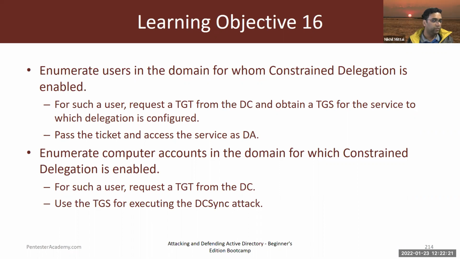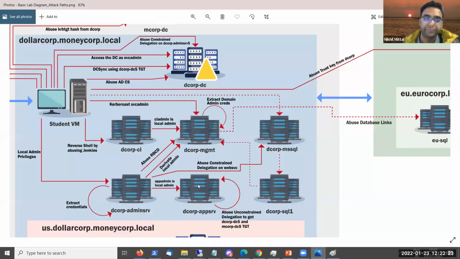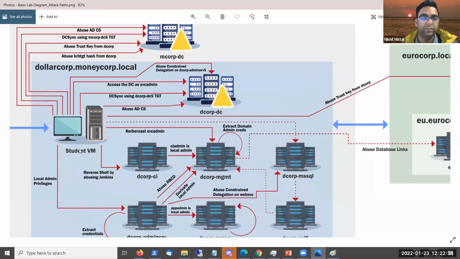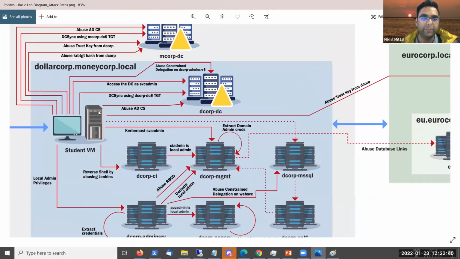Right, if we look at that in the diagram, we abused constraint delegation on WebSVC to gain access to dcorp MS SQL. That was one. And the other one was on the DC. So I probably did DCSync using the dcorp DC dollar TGT. That was the second one.